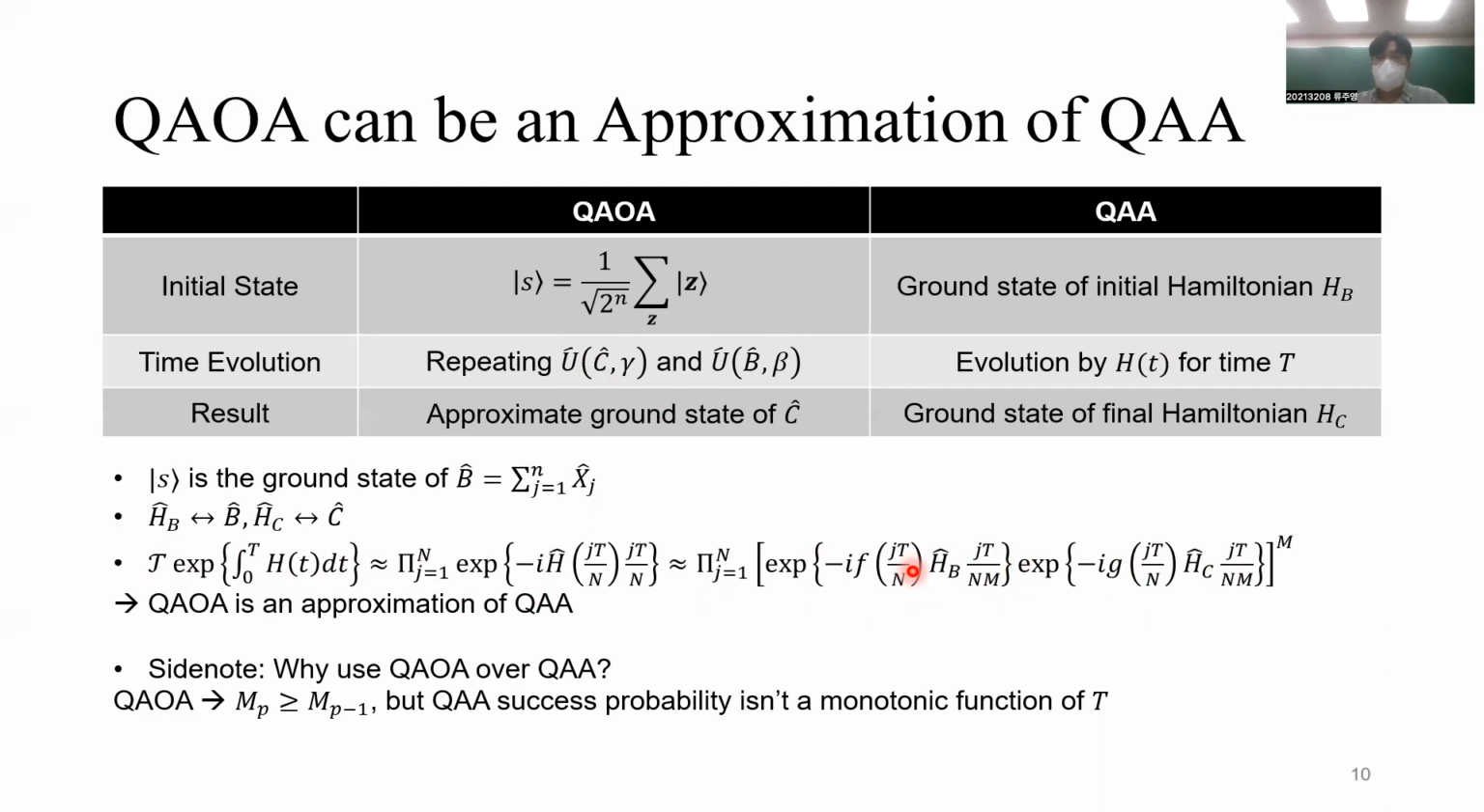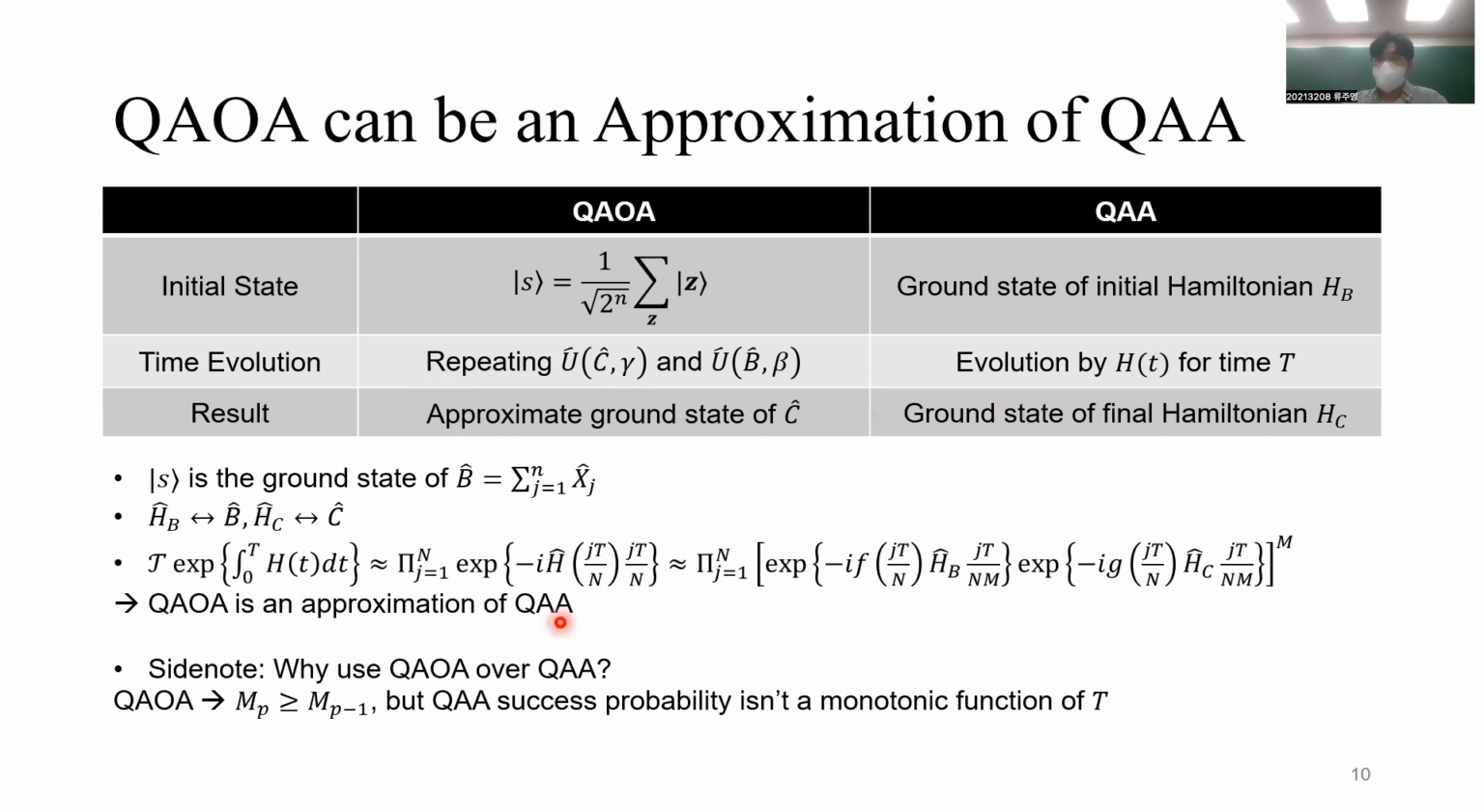So we can see that QAOA can be an approximation of QAA. And if we look at the result, we can see that the parallels go all the way. QAOA gives an approximate ground state of the C Hamiltonian, and QAA gives a ground state of the final Hamiltonian.